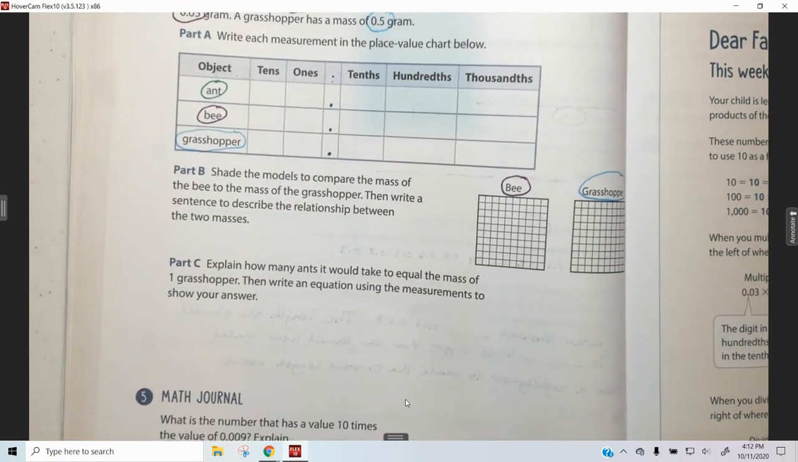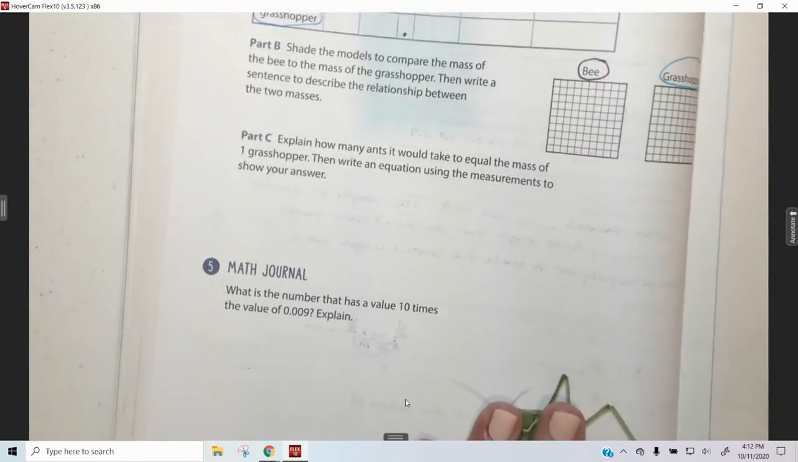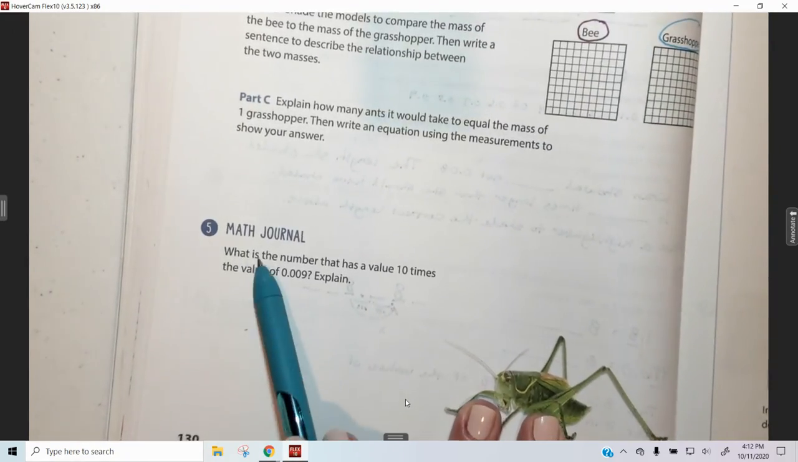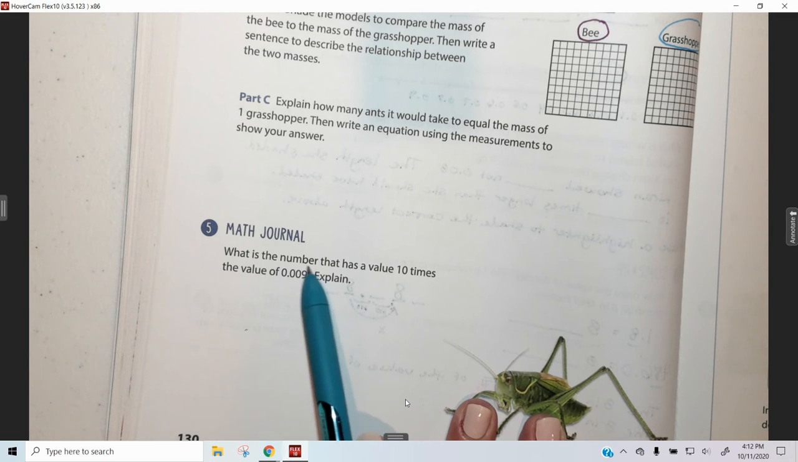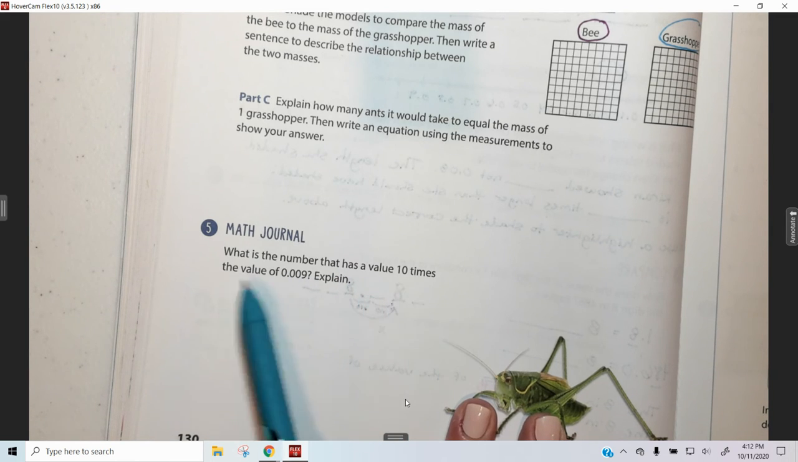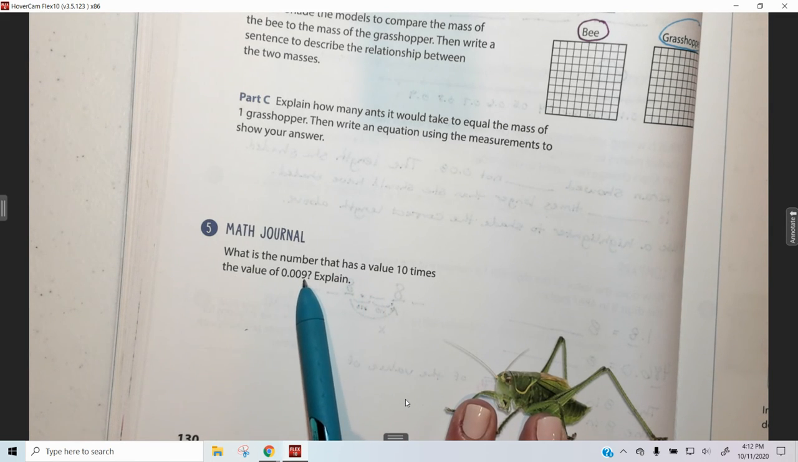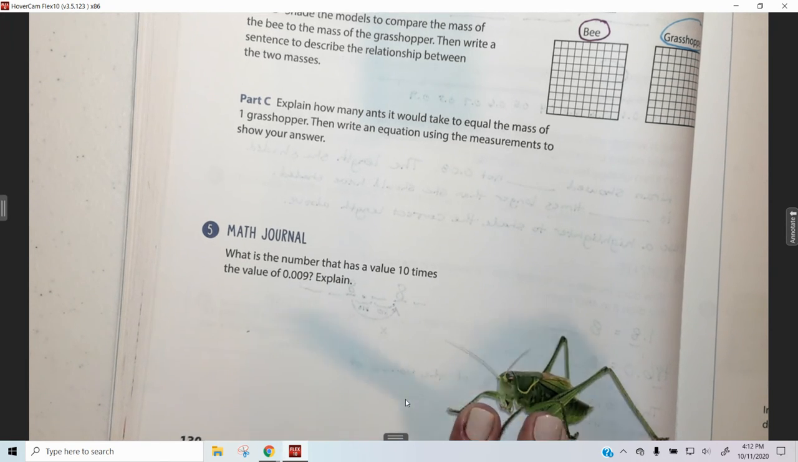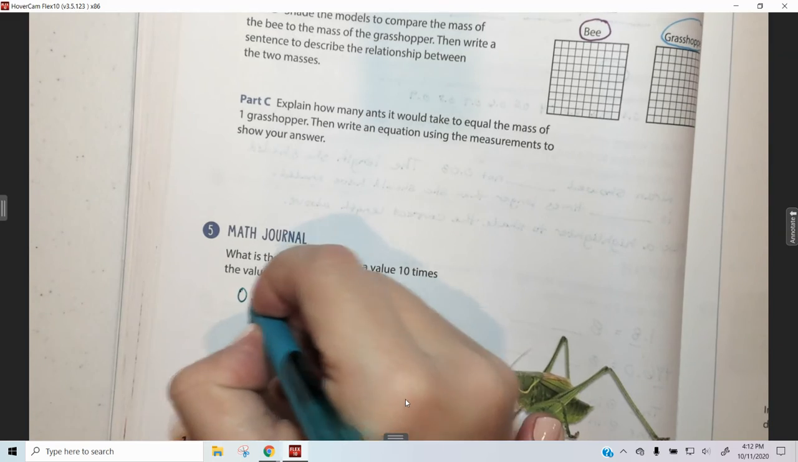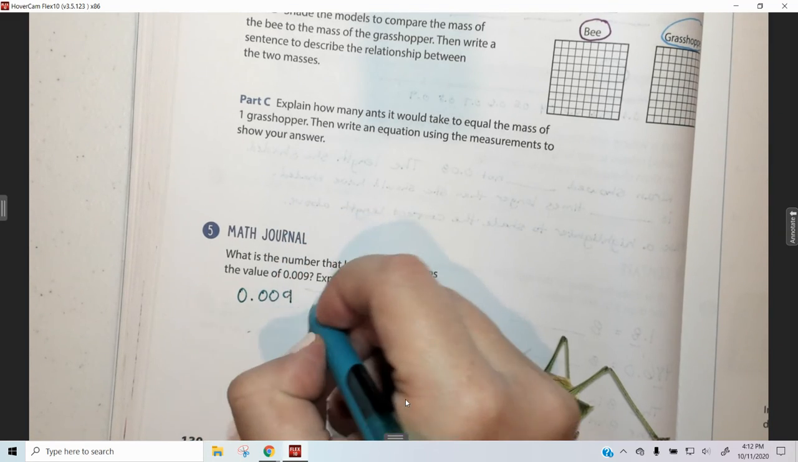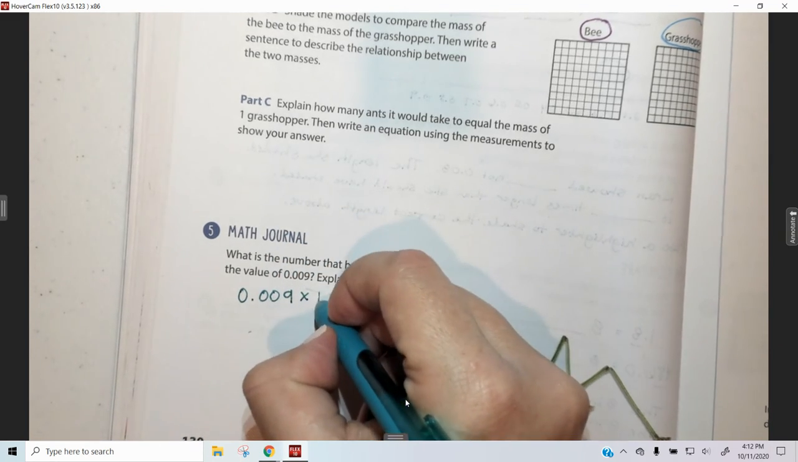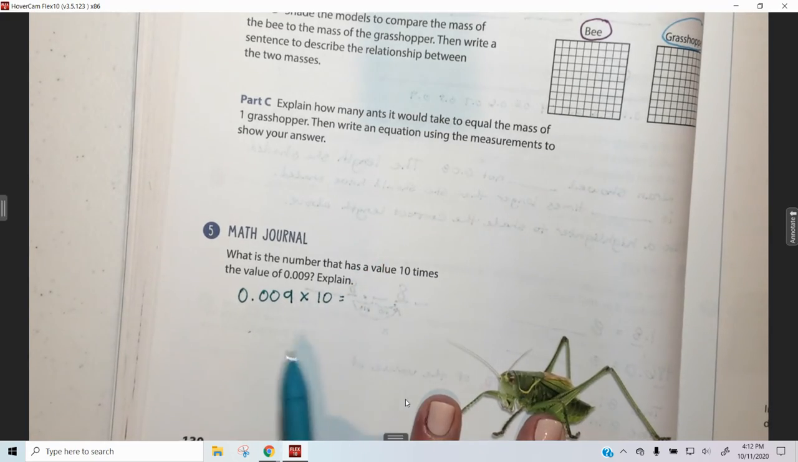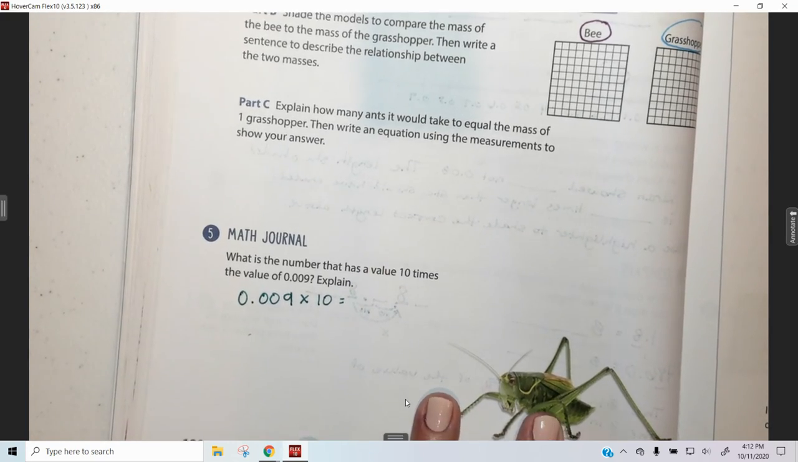Show your work here. And then finally, for number 5, it says, what is the number that has a value 10 times the value of 9/100? Explain. So tell me, what is 9/100? Sorry, I'm saying it wrong. What is 9/100 times 10? What is that number? And then tell me how you know that.